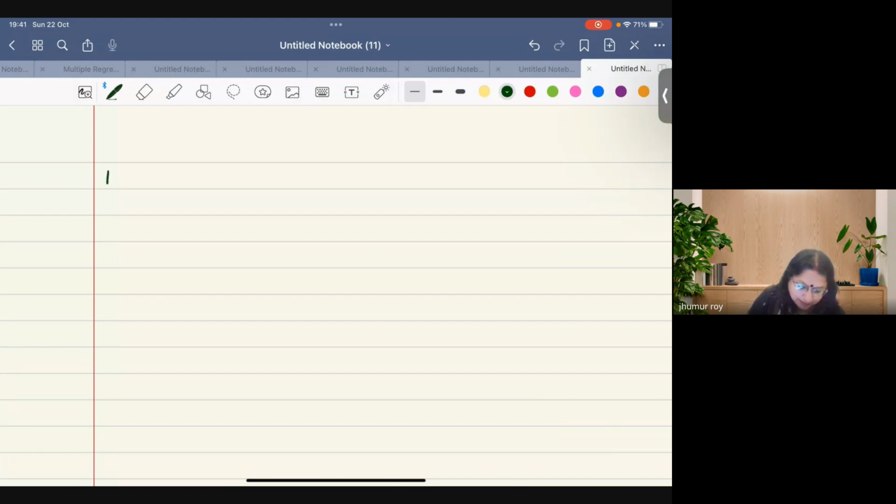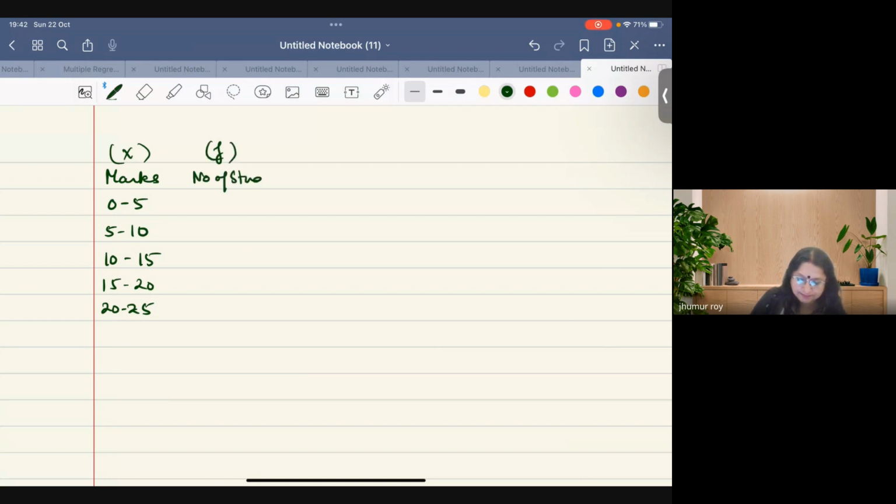So we are just taking another simple question where we have got marks, that is X. This is taken as 0 to 5, 5 to 10, 10 to 15, 15 to 20 and 20 to 25. If you want, I'll do two questions on this also. So this is X, and then you have frequency, which is number of students: 2, 8, 6, 10, 4.